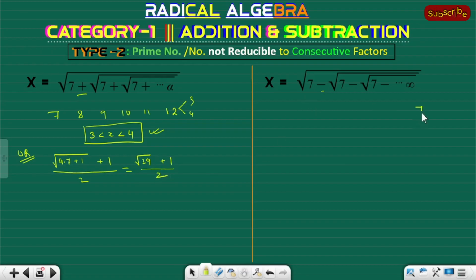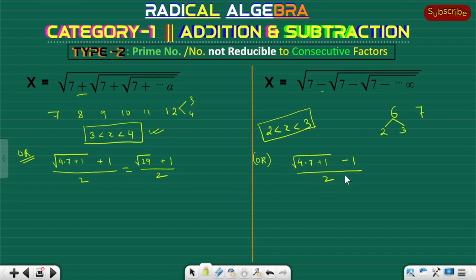Let's see here, 7. The previous number is 6. So 2 into 3. The answer lies between 2 less than x less than 3. This is the answer. Or if the option is not in range, then 4 into 7 plus 1. This would be under root, minus 1 divided by 2. It would be root 29 minus 1 by 2. When you solve this, you will get the answer between this only.